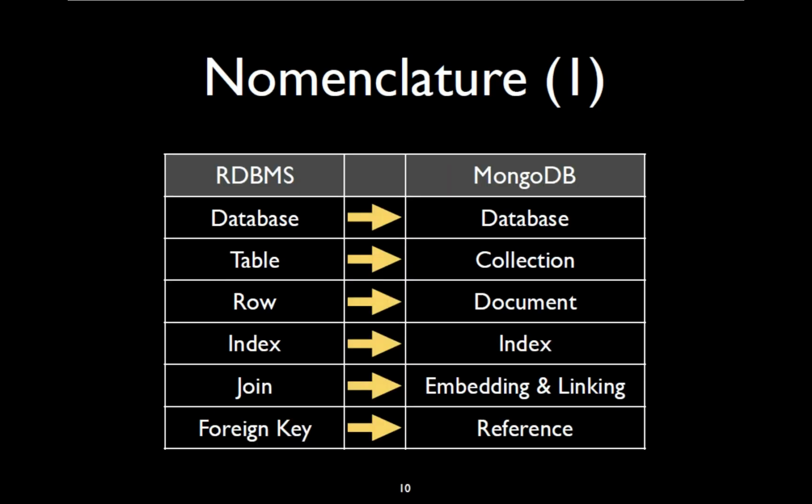And finally, some nomenclature for folks who are familiar with relational databases. If you know, for instance, that in MySQL you're using a database, well, in MongoDB you'll use a database as well. But for a table, the closest corresponding thing in MongoDB is a collection. And it's a collection of documents, not rows. And yes, there are indexes. There's the equivalent of join operations, and you have references that allow you to get to things that are in other collections.